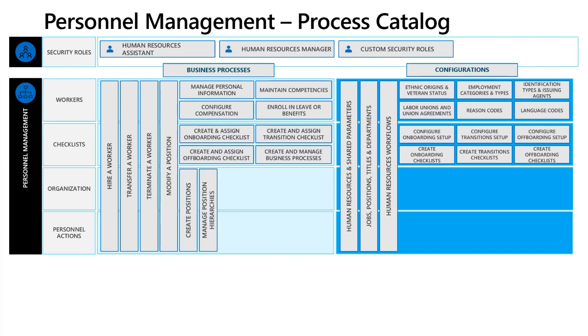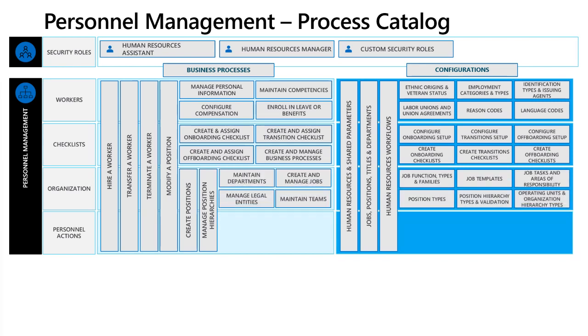When thinking about creating positions and managing the position hierarchy, this spans 2 process areas, including organization and optionally personnel actions. Focusing in on the organization aspects, we have maintaining departments, jobs, legal entities, and teams for the business process. It is important to note that from a logical sequencing of setting up the system, you will want to set up and configure the organization before you set up workers.